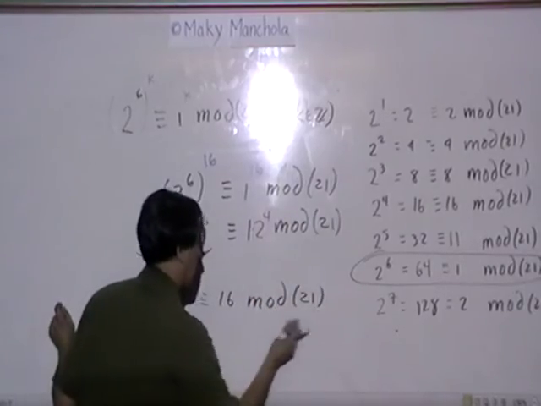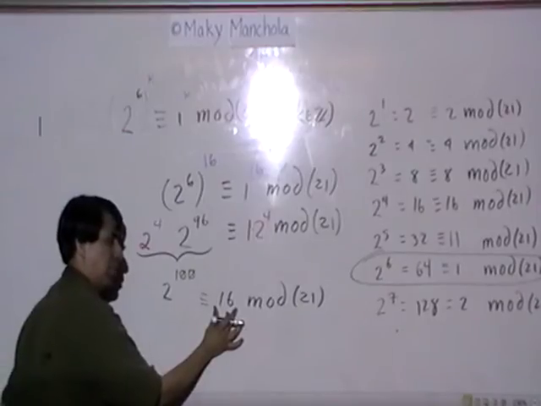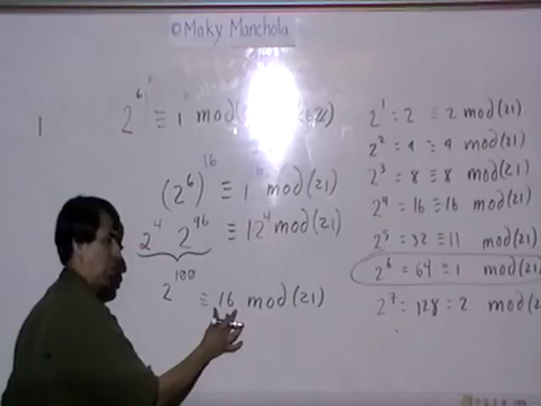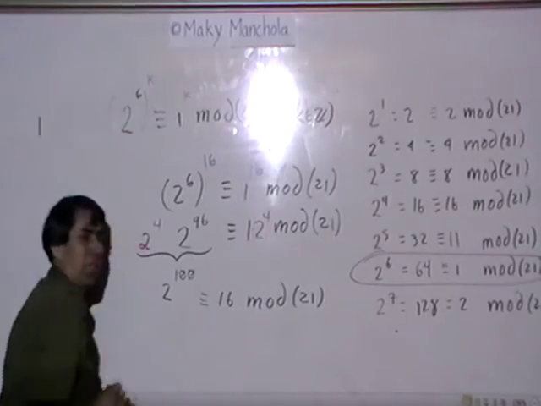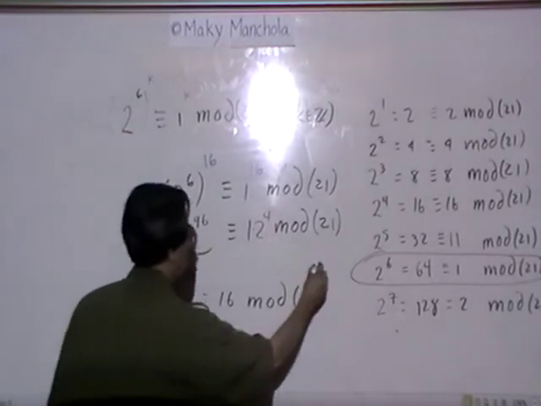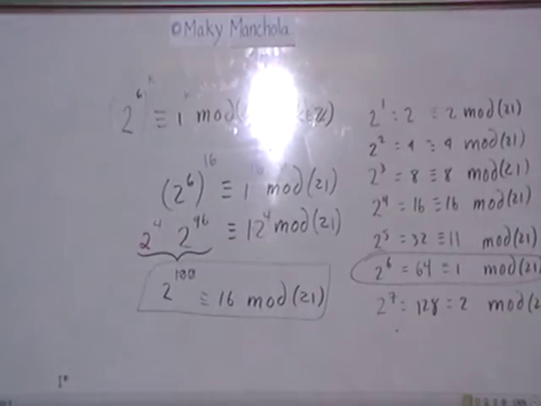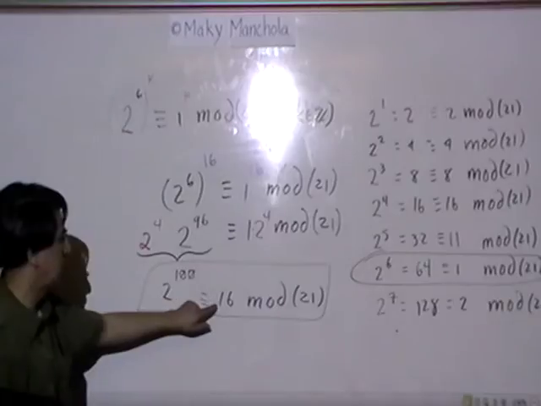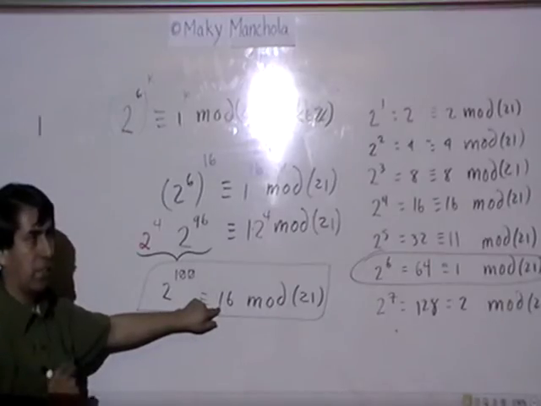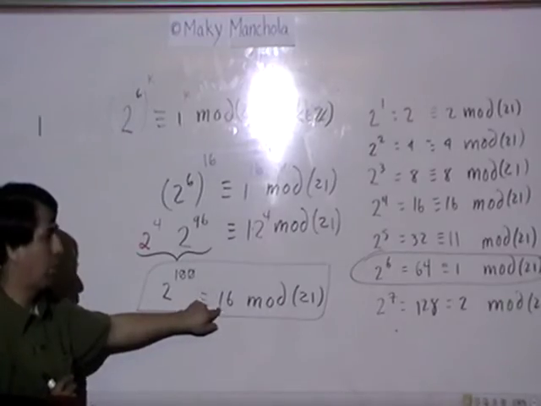Okay. Notice that 16 is a number between 0 and 20. So it is a remainder. So based on this result, we conclude that 16 is the remainder when dividing 2 to the 100 by 21.